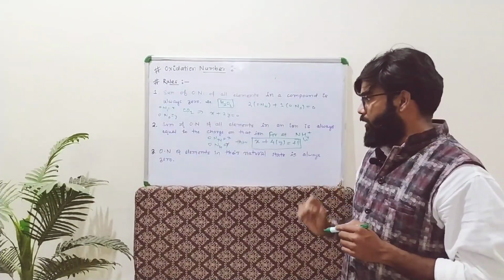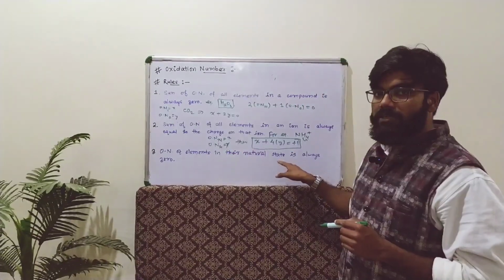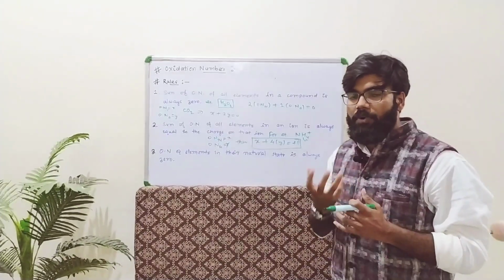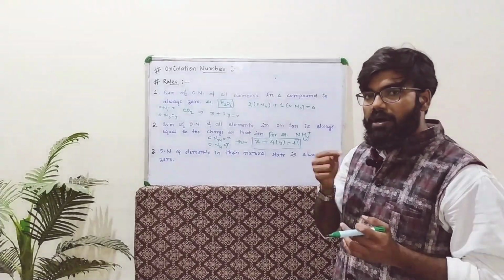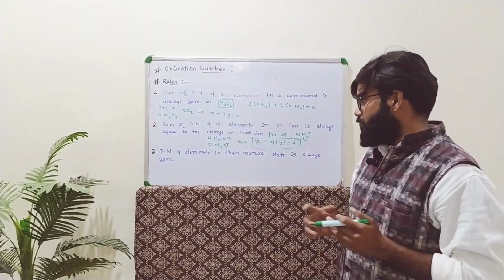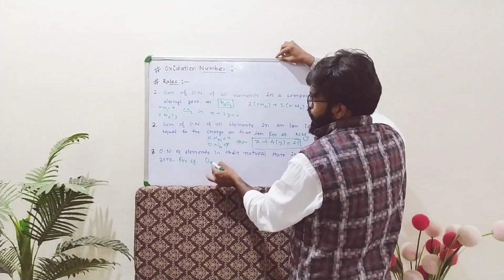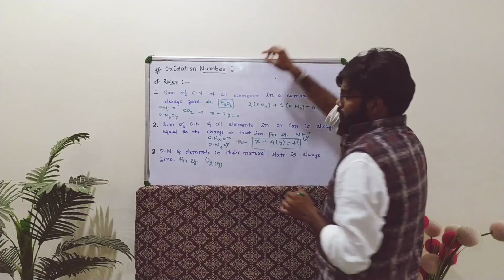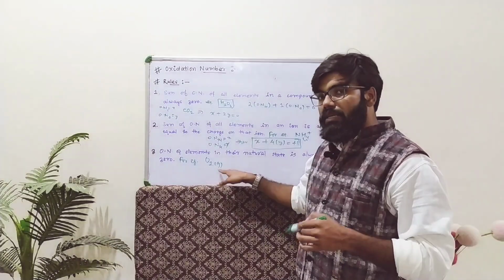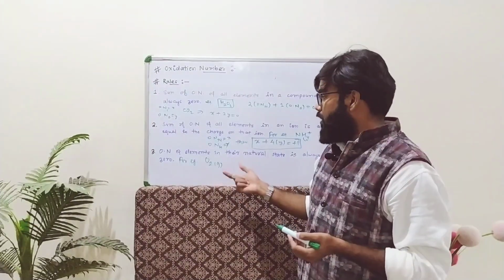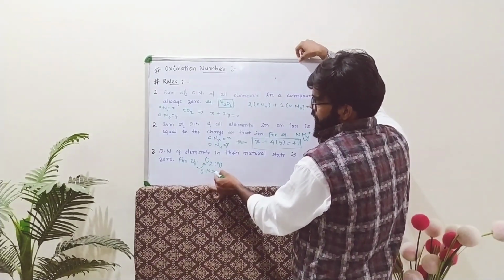Now come to the third point. It is saying the oxidation number of elements in their natural state. It means if an element is given in its natural state, then the oxidation number in that case will be 0. For example, O2 gas. Oxygen exists in the form of an O2 molecule and is present in the gaseous state also. So here the oxygen atom will have oxidation number 0.